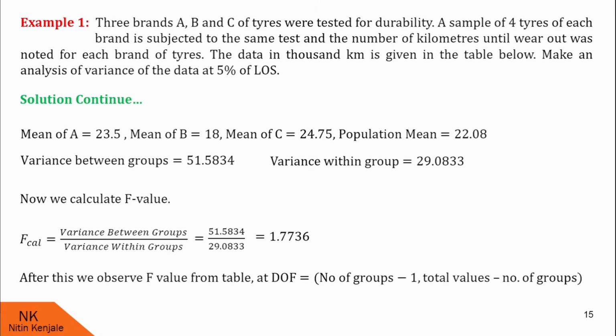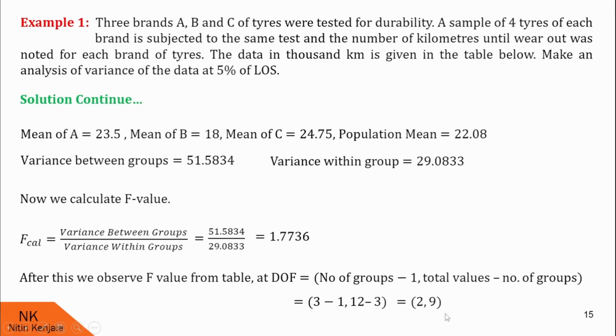Now after this, we observe F value from table at degrees of freedom given by number of groups minus 1 comma total values minus number of groups. Here number of groups are 3. So first parameter is 3 minus 1, that is 2, and total values are 12 and number of groups are 3. So second parameter is 12 minus 3, that is 9. So degrees of freedoms are 2, 9.